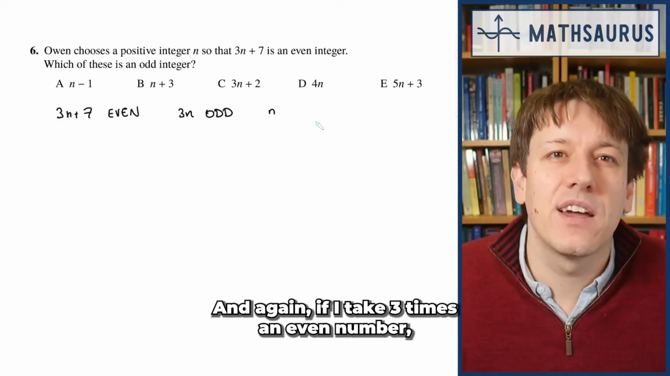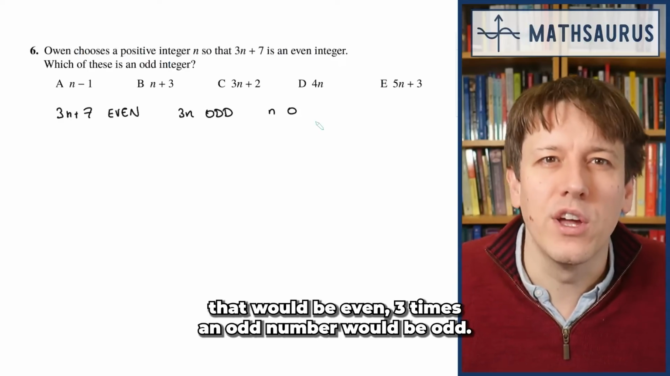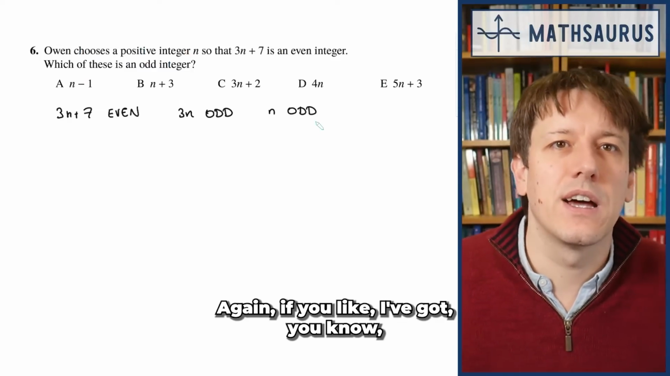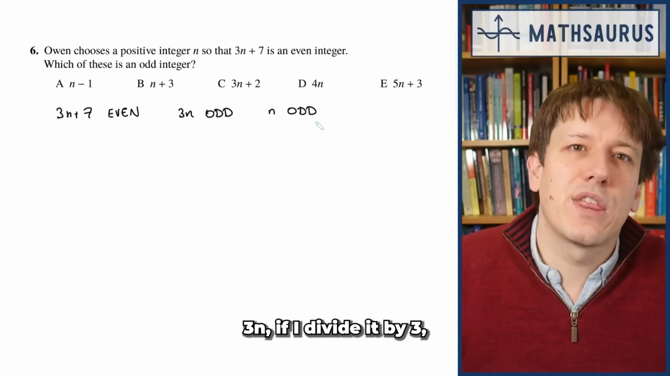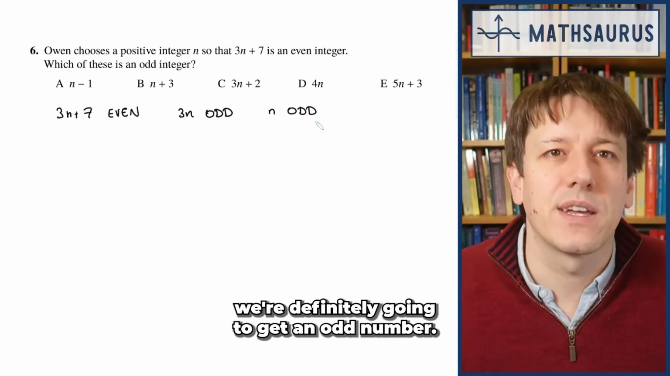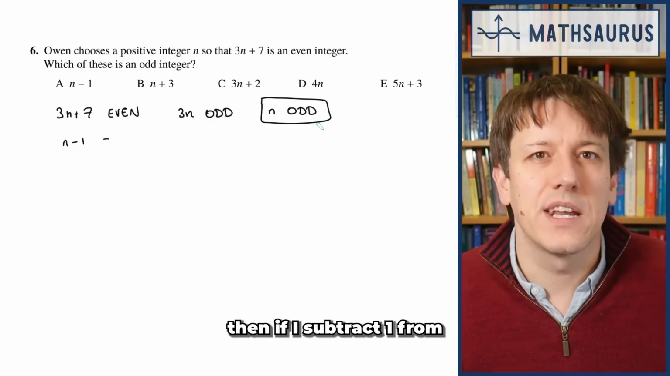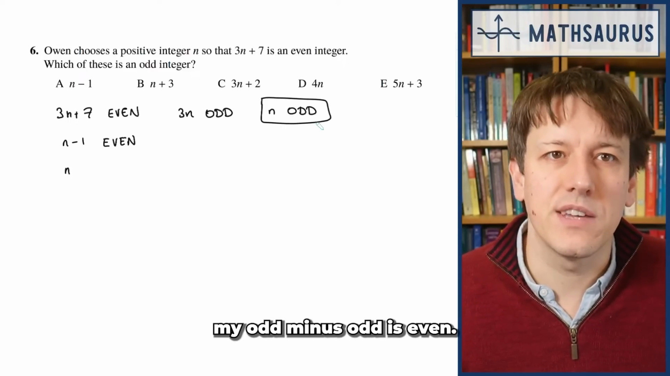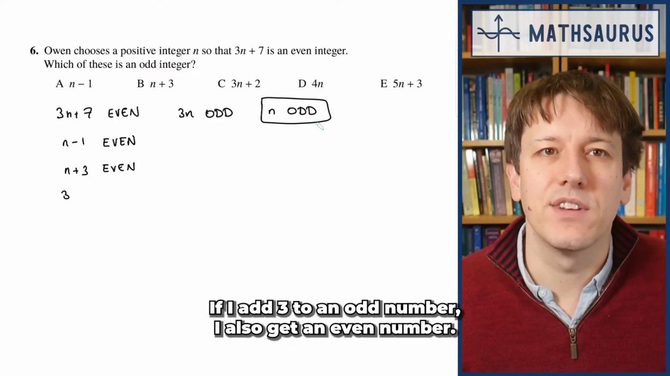And again, if I take 3 times an even number, that would be even. 3 times an odd number would be odd. So here it must be that n is an odd number. Again, if you like, this must be an odd multiple of 3 here, 3n. If I divide it by 3, we're definitely going to get an odd number, couldn't be even. So if we look through all the different options then, if I subtract 1 from an odd number, I get an even number, right? Odd minus odd is even. If I add 3 to an odd number, I also get an even number.